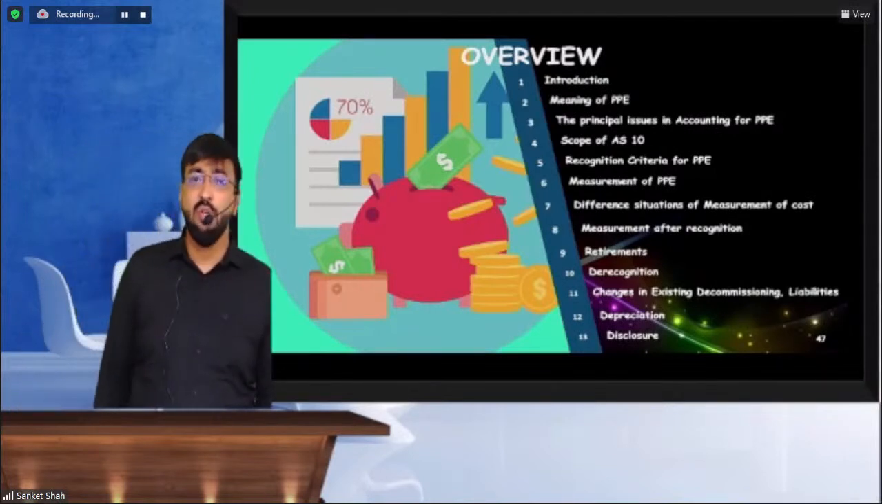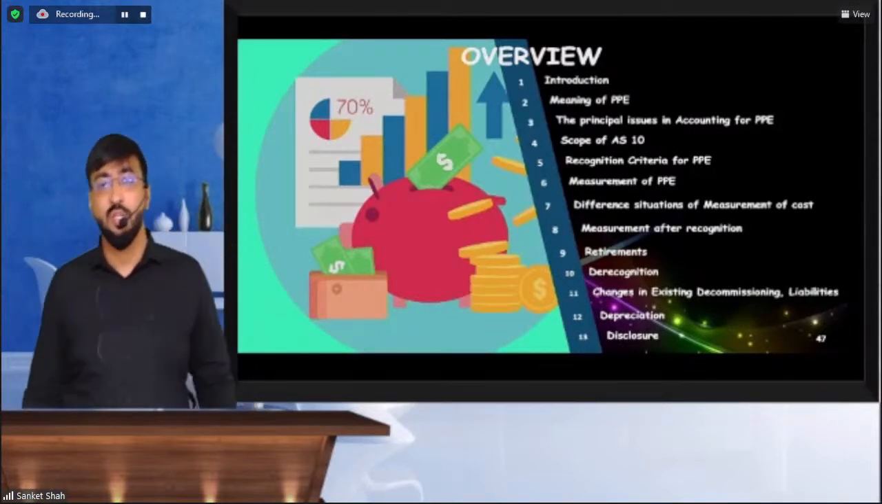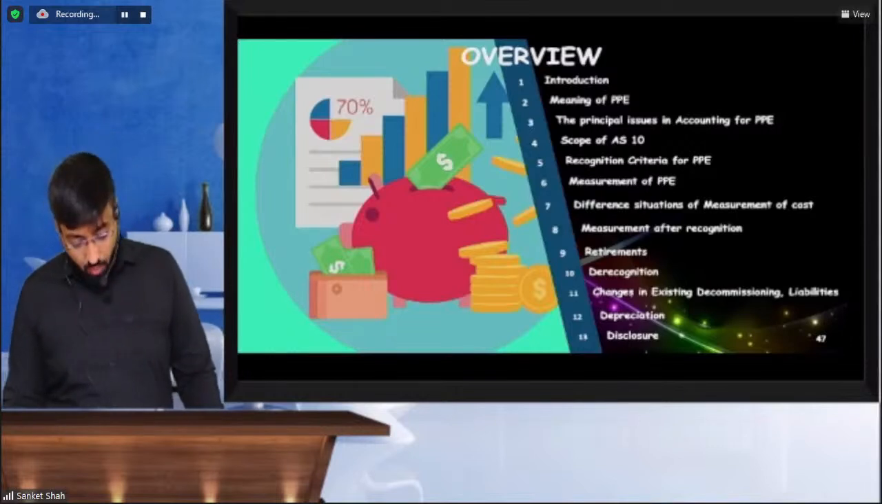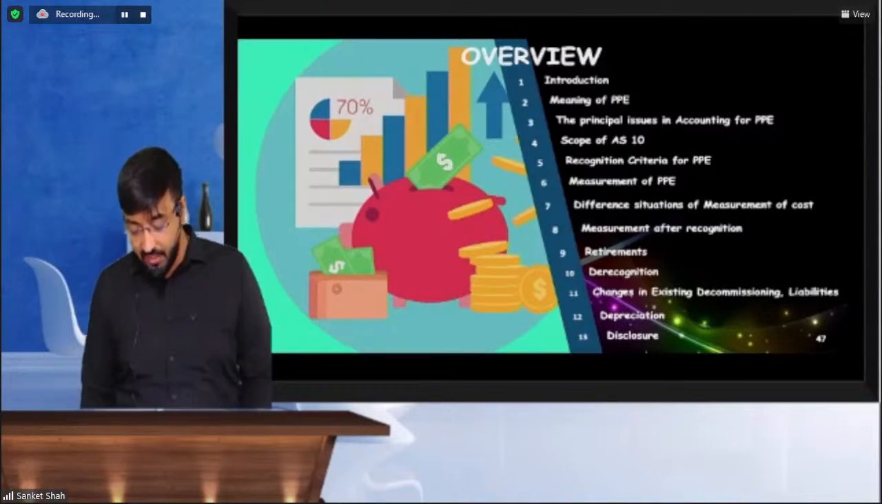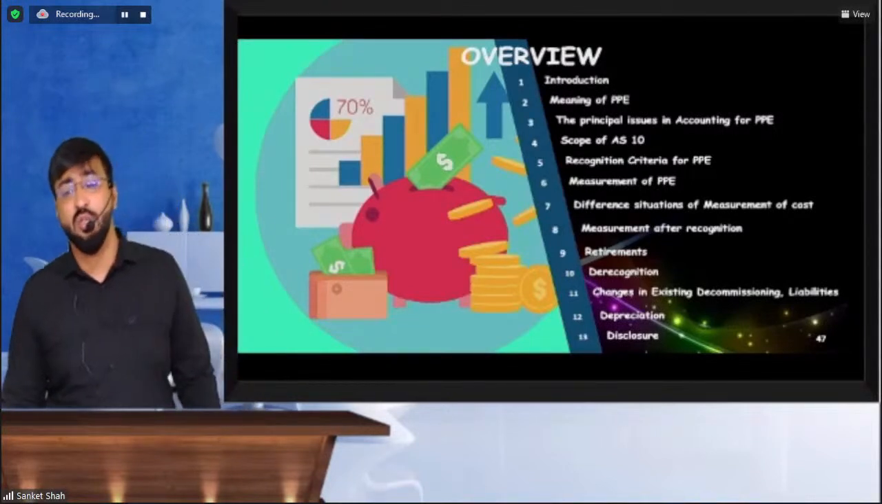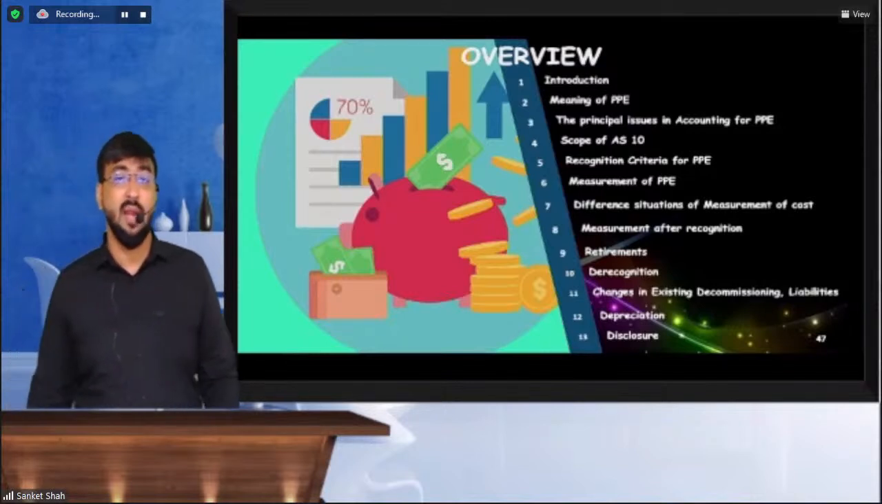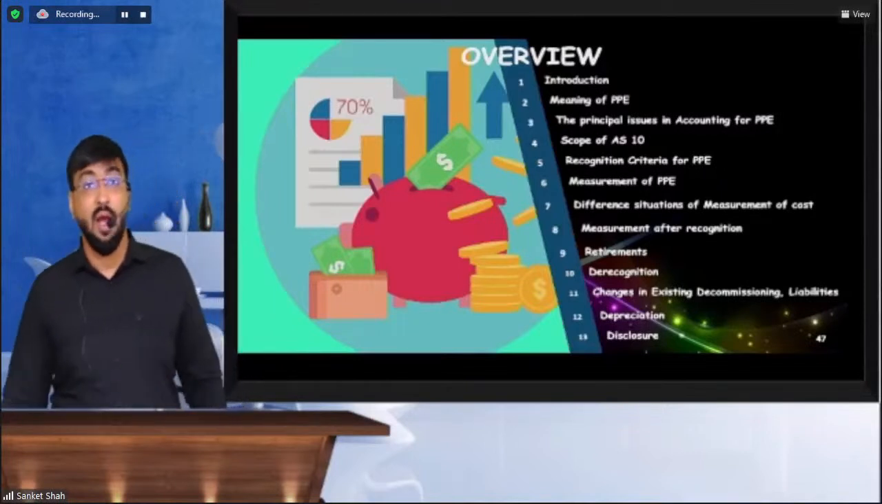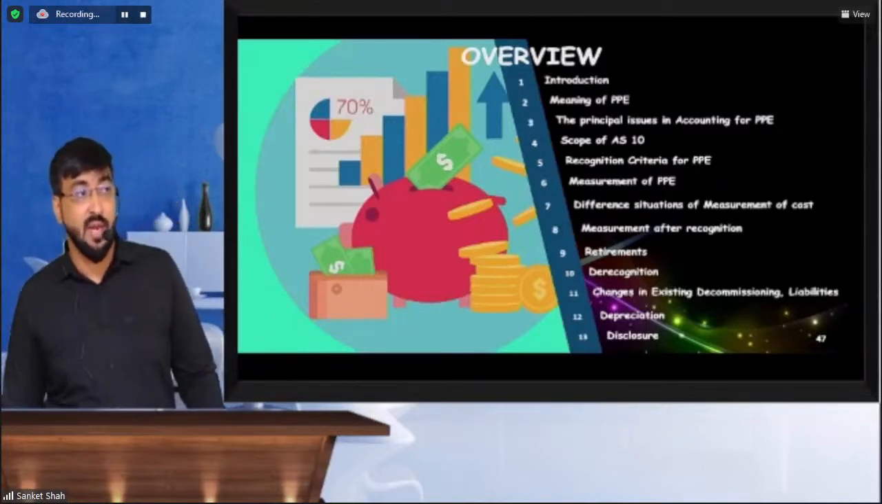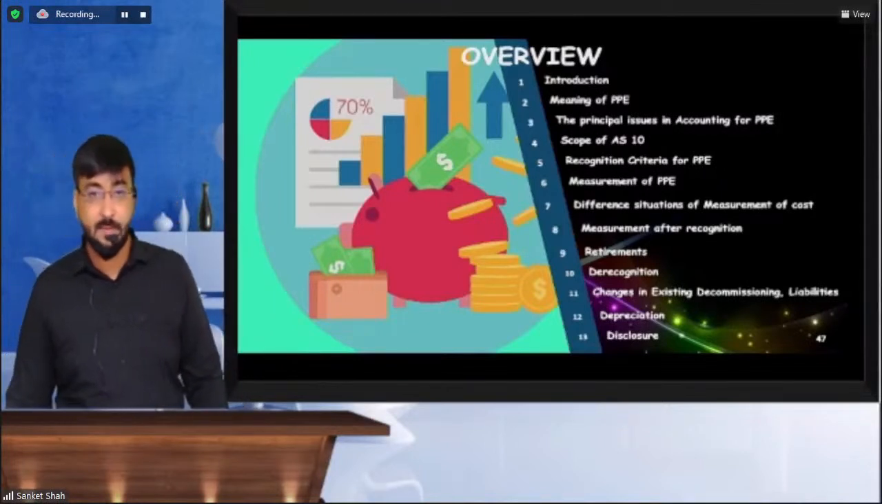Today we are going to see what comes after recognition: retirement, derecognition, changes in existing decommissioning liabilities, and depreciation. I hope today's session will be completed before 7:30 or 8 o'clock, and after that I am going to cover some questions and give you some tips at the end on how to study for accounting. So friends, let's start.